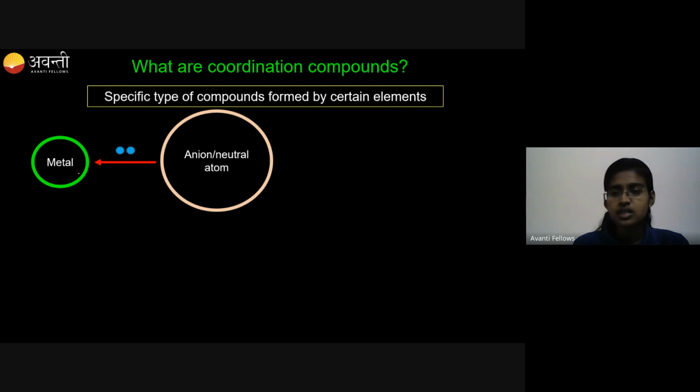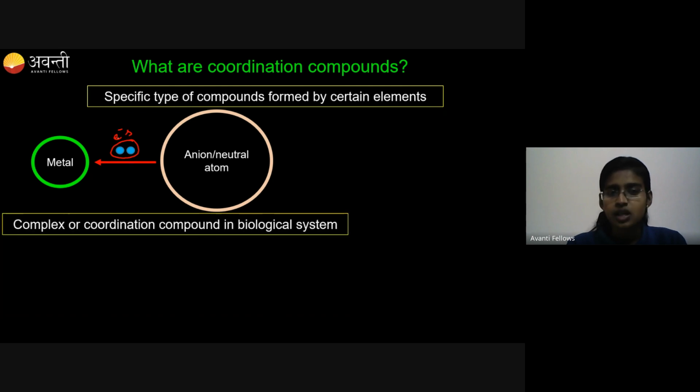So what are these two dots? These two dots represent the two electrons coming from the neutral atom or the anion, which is donating the electrons to the metal actually. Now it is a complex or coordination compound.